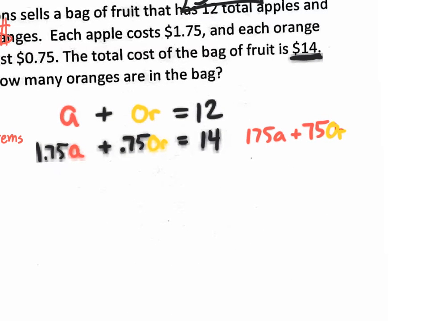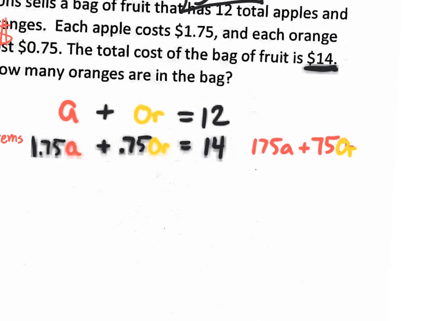And then we have the equal sign. Whoops. And 14 times 100 is 1400. Moving over the decimal 2 places, you add 2 zeros to it. That's your new bottom equation.